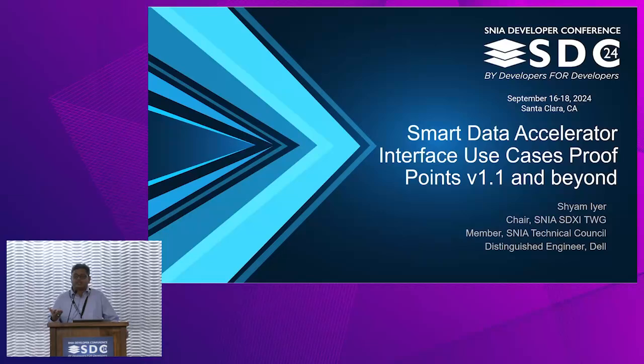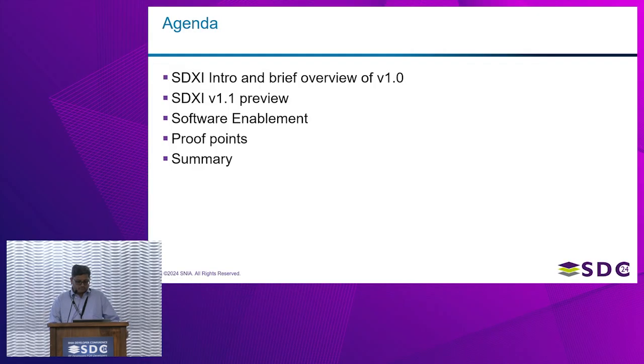I'm going to be talking about the use cases, the proof points that we have, what we're going to see in 1.1, because we already have a 1.0 version of the spec released, and go from there. So the agenda is as follows. I'll give a little bit of an intro. I'll give you a preview of what's going to come in 1.1, what we're doing with software enablement, the different proof points, and then summarize it.